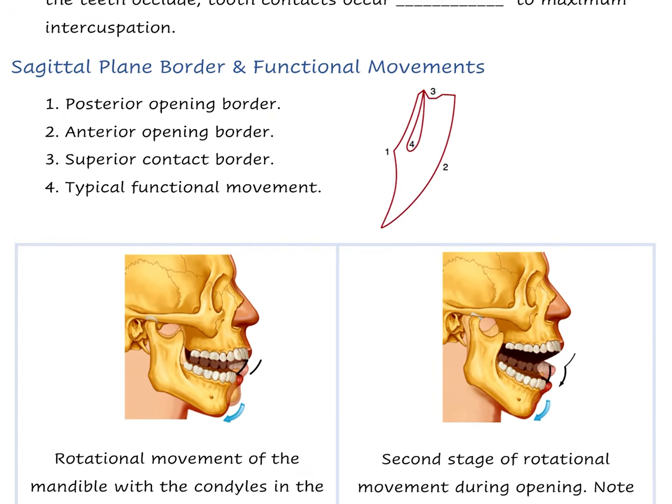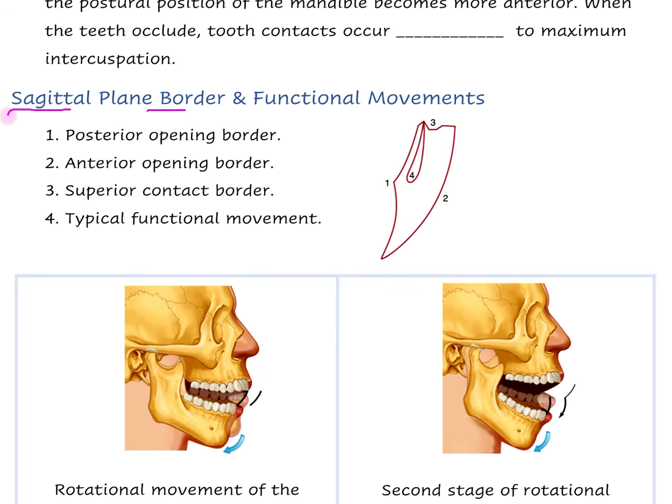So this is in the sagittal first, right? Sagittal plane border and functional movements. This is the beak shape tracing that I told you. Now how do you interpret this tracing? So this number 1 corresponds to this number 1. This number 2 corresponds to this number 2. 3 and 3 and 4 and 4. Okay. Now what does 1 say? It says posterior opening border.